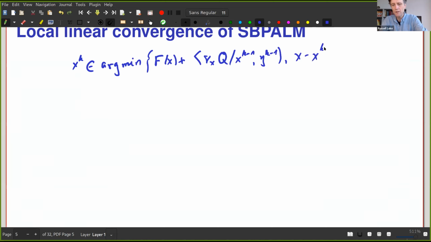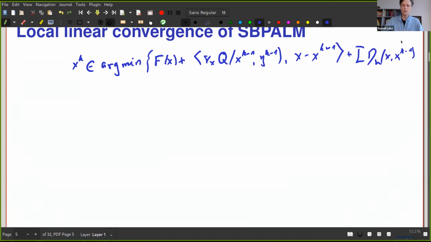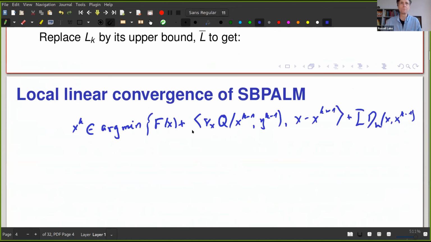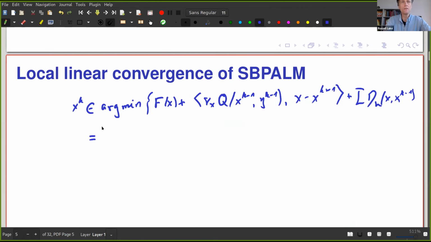x minus x_{k-1}. Now plus, and I'm just taking the upper bound on all these Lipschitz constants, L bar, times the Bregman divergence with potential H evaluated at x and x_{k-1}. So that is what this Bregman prox is right here. I've started with that and I'm just writing that explicitly. And instead of the L_k, I've got L bar here. Okay, that's what this is. And that is then equal to the argmin with respect to x of, now I'm going to write out explicitly this term here.